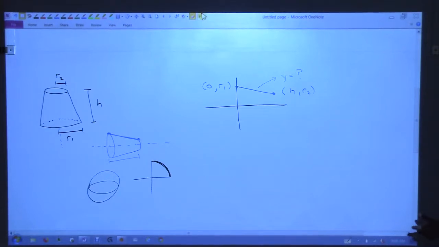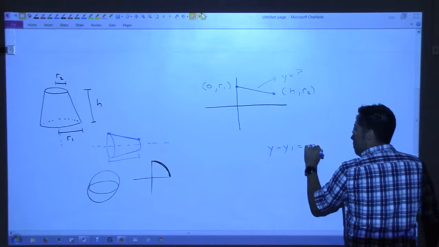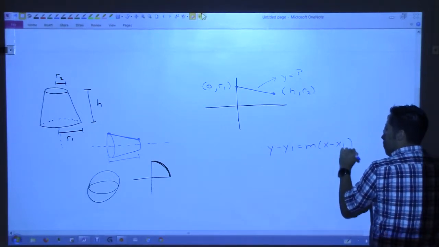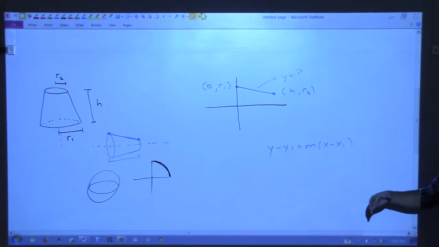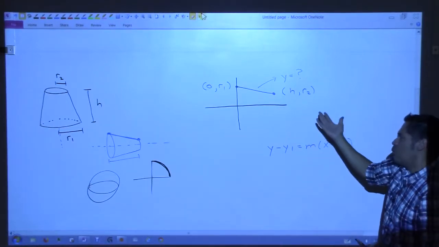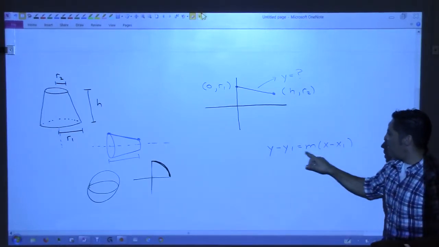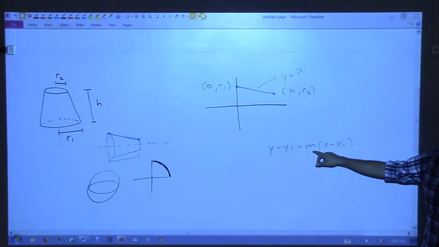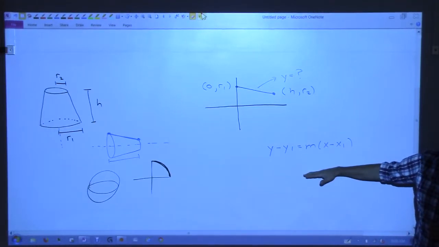If I have 2 points, can I find the equation of a line between 2 points? Yes, there's a formula that we have. It was y minus y1 equals m times x minus x1. This was what we called the point slope formula from way back when. So if I know a point on the graph, I have 2 of them actually, but I only need 1 of them. And if I have a point on the graph and I have the slope, then I can give you the exact equation of that line.